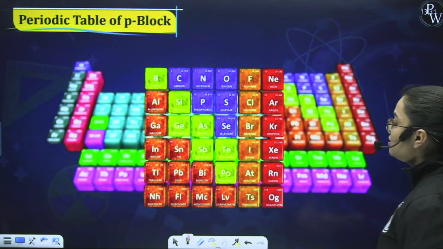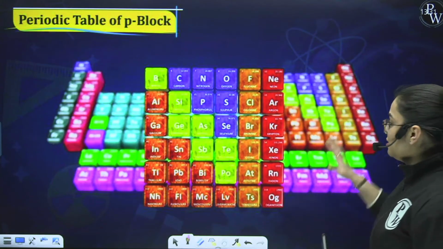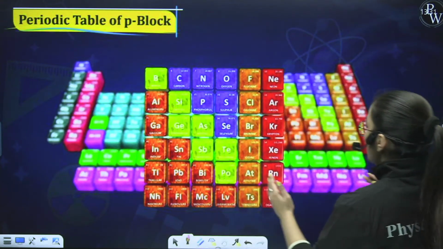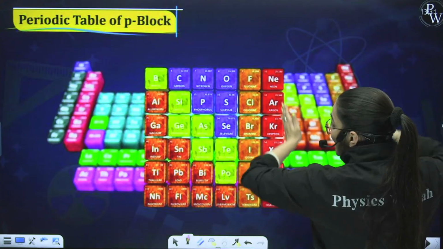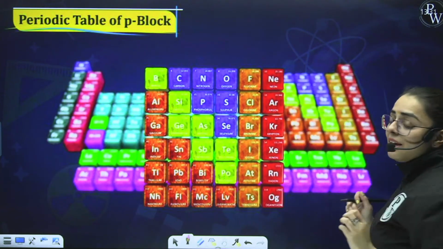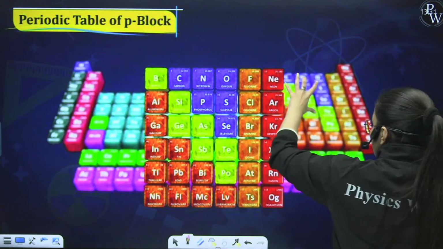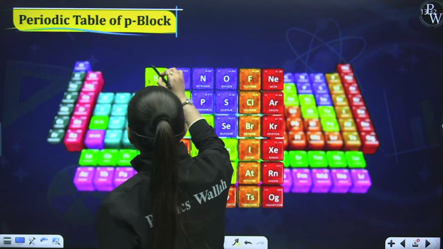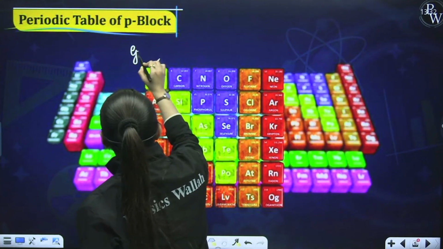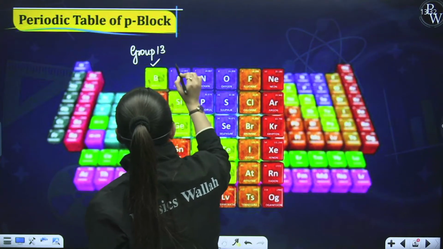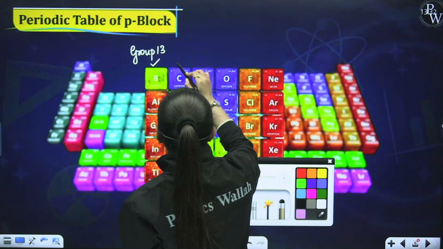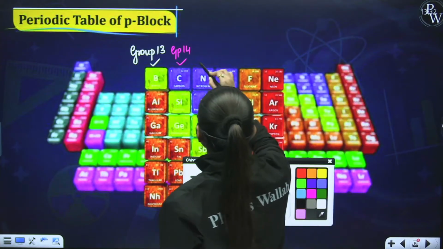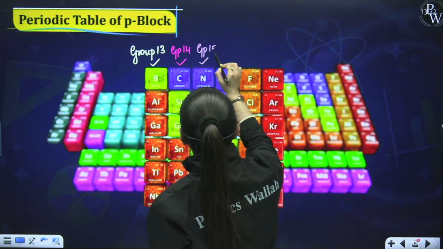Now students, as you can see, this is the periodic table that is being provided to you, and these elements are which one? The p block elements. In the periodic table, if you see, the p block elements lie on the right hand side. We have taken this and enhanced it over here. So these are p block elements. This is the boron family, and this is group number 13. Then comes your carbon family. This is your group number 14. Then comes your nitrogen family, that is group number 15.